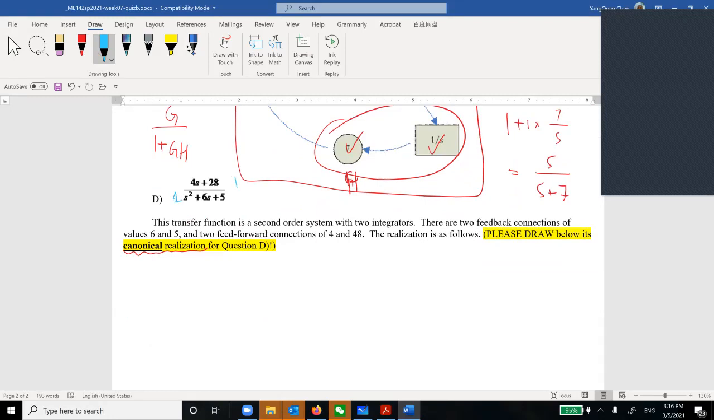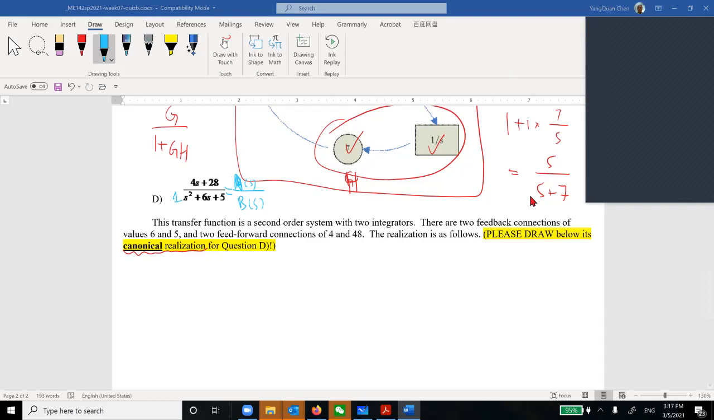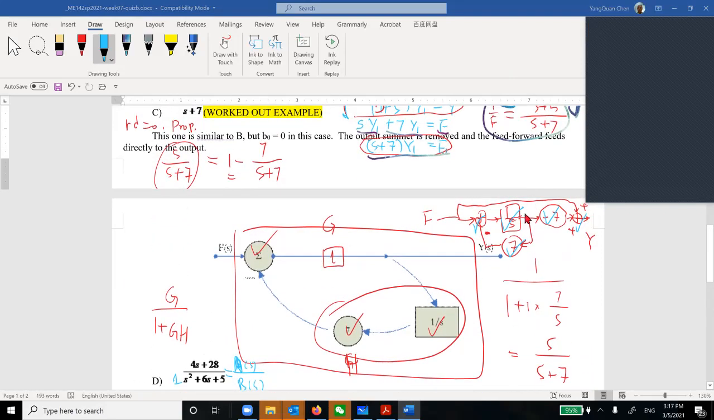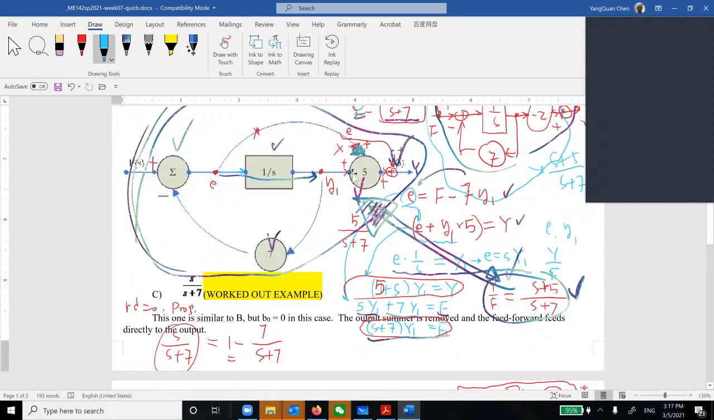Okay, so this is a monic one. So this is B of S. Did I use a B or is this A of S? Okay, so this is A of S over B of S. So this is a polynomial, right? So we are working on this one. So is there a gain block before the summation block? No, we don't have any block in here. And are you talking about this one, 5?